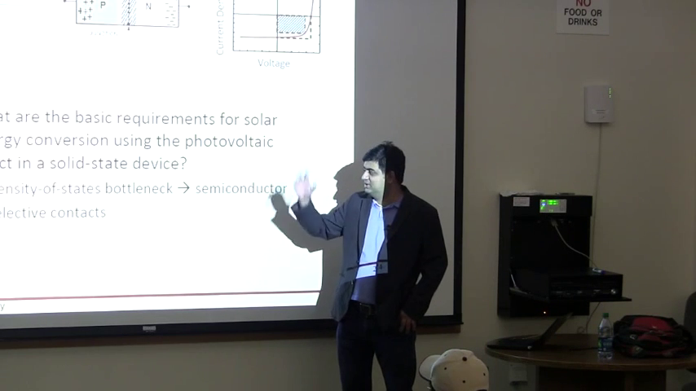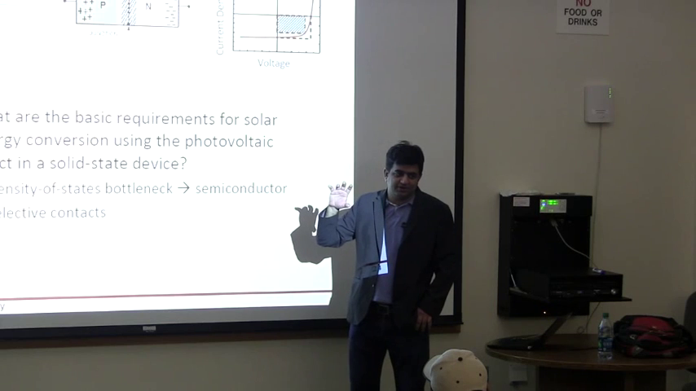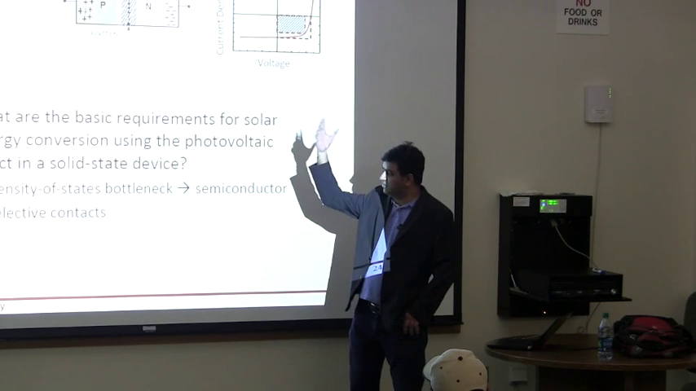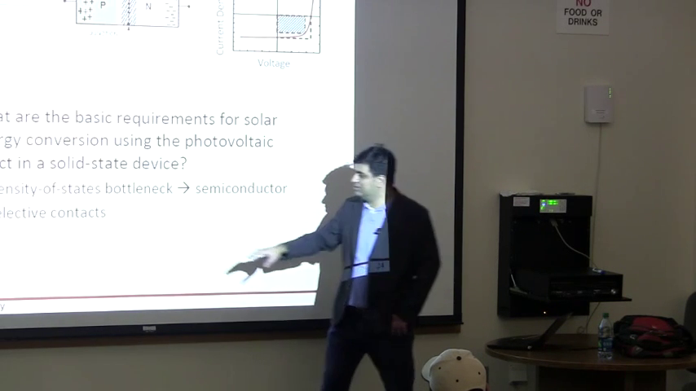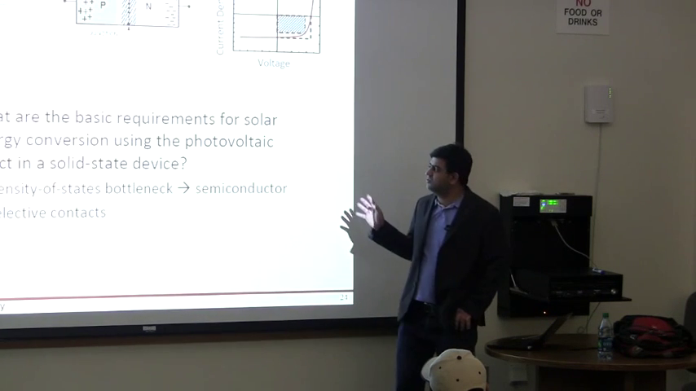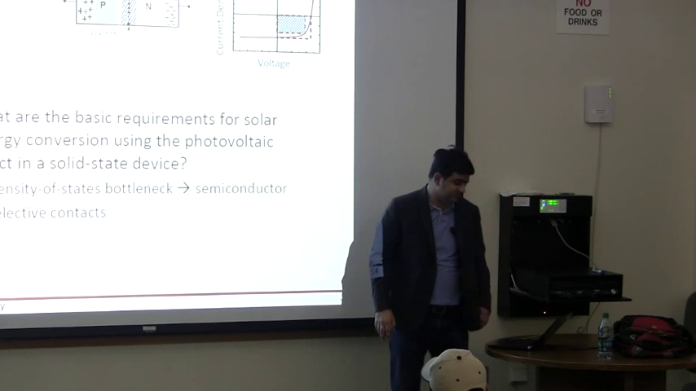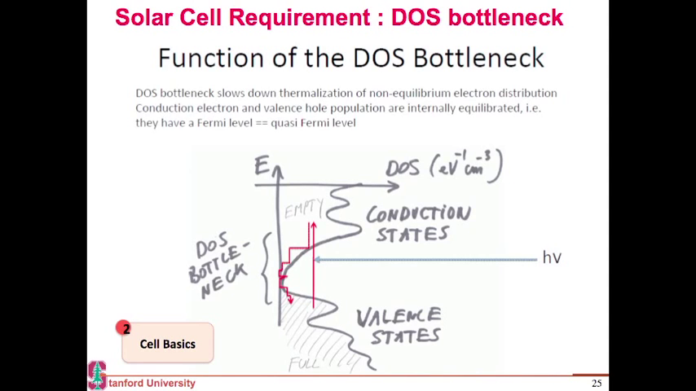So you should have density of states absent in a particular region, and you should have it present above and below it. And the second thing you need is selective contacts. That's the only thing you need to cause photovoltaic action. You don't need that p-n junction. Right, so let me elaborate in some more detail on that definition.